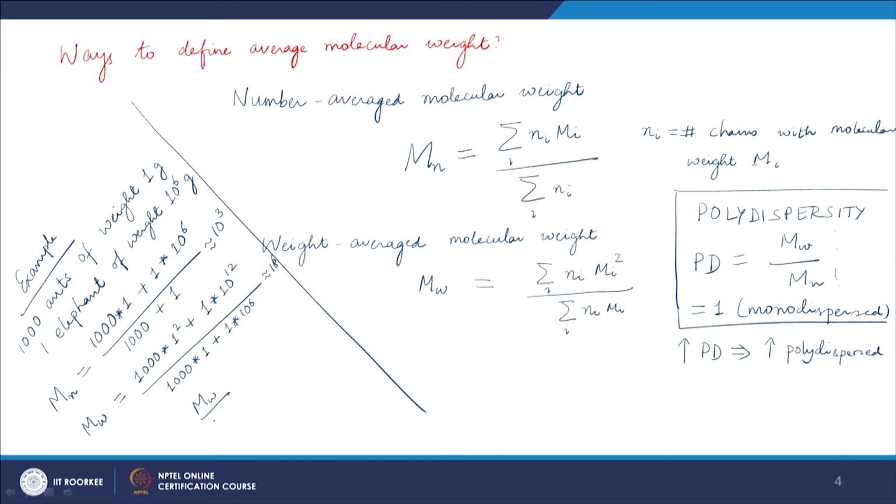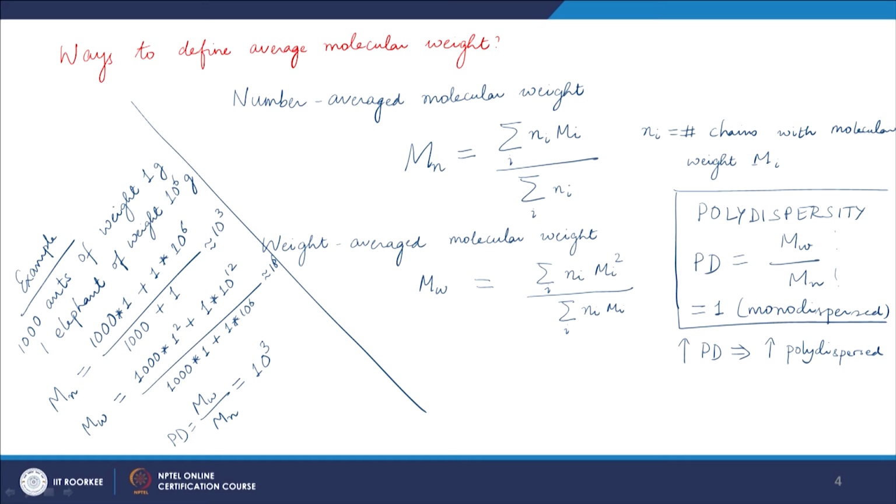But the key point here is, in this particular case Mw by Mn, that is the PD, is around 10 to the power 3. The system is polydispersed, which it clearly is, because we have 1000 ants and one elephant. The elephant has much larger molecular weight compared to the ant.